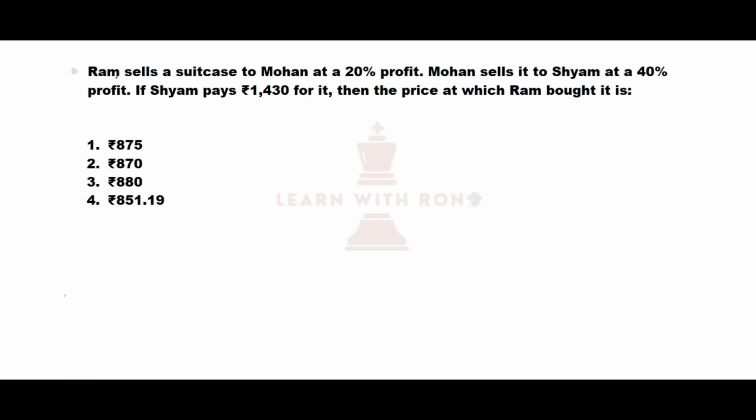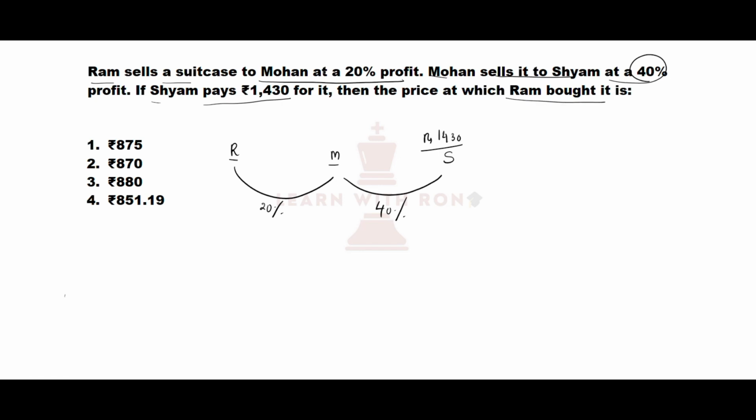See this question here. Here they have given Ram sells a suitcase to Mohan at a 20% profit. So here is Ram and here is Mohan. He sold a suitcase for 20% profit. Okay, and Mohan sells it to Shyam at a 40% profit. So there is one more person, Shyam here. So Mohan sold the same suitcase for 40% profit. So they said if Shyam pays 1430 rupees, means final price is 1430 rupees. They asked at what price Ram bought it, means initial price, which is they asked us to find cost price.